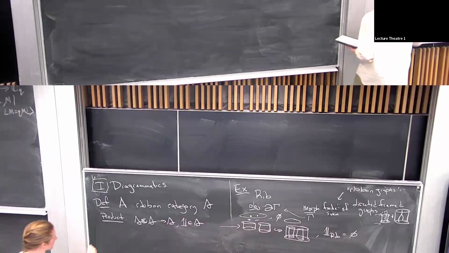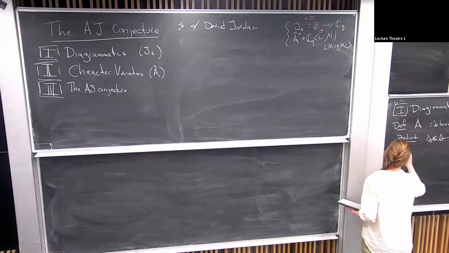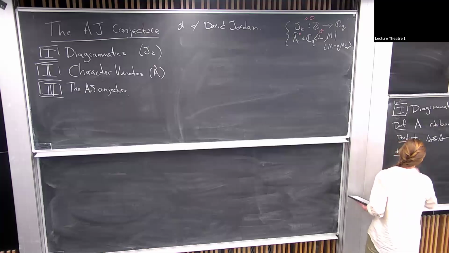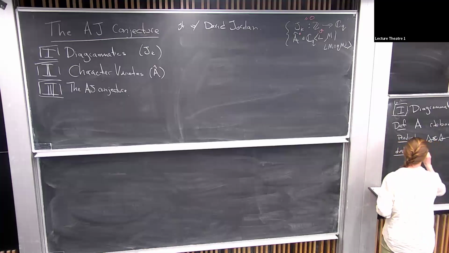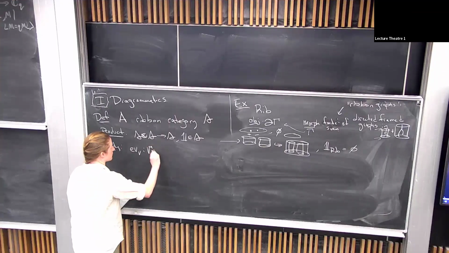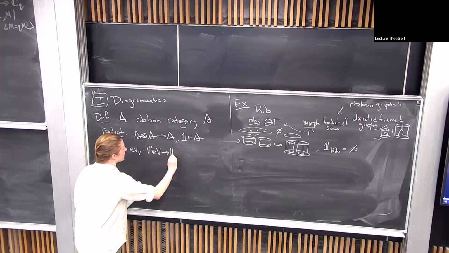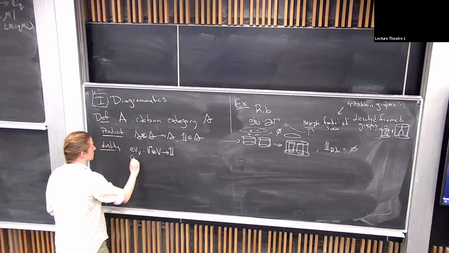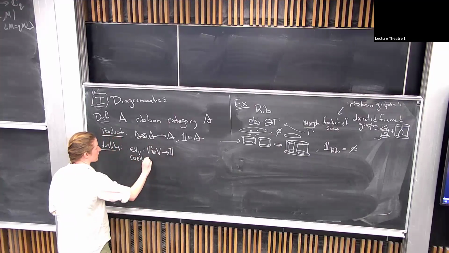Okay, so I want a duality structure. What this is going to look like is a couple of natural transformations. One is going to be dual to the unit, and the other one is evaluation, which goes the other way.